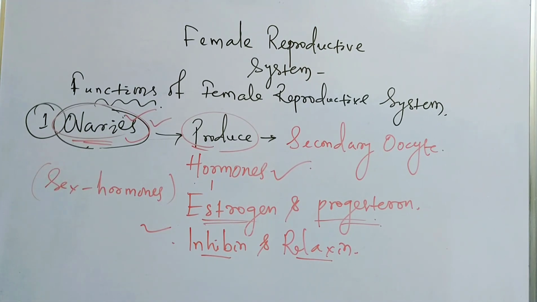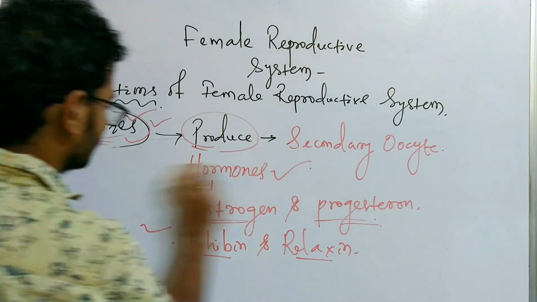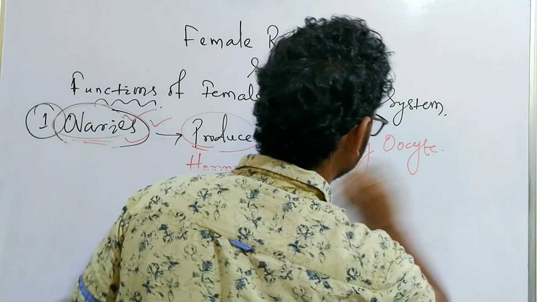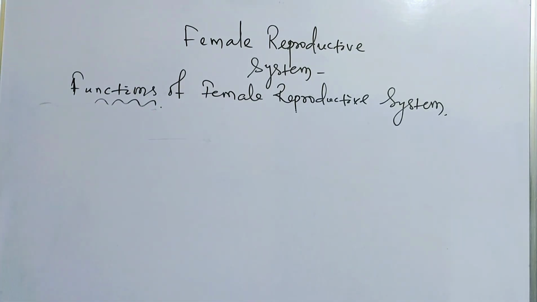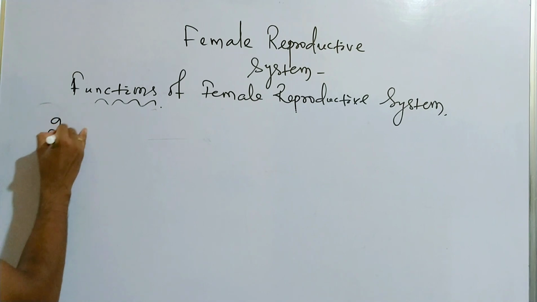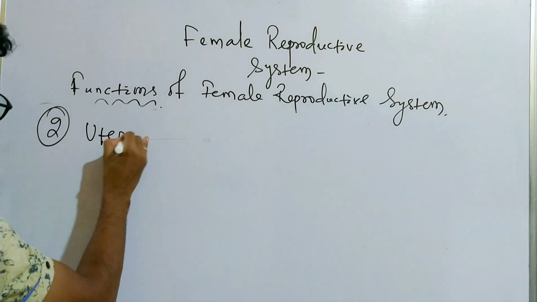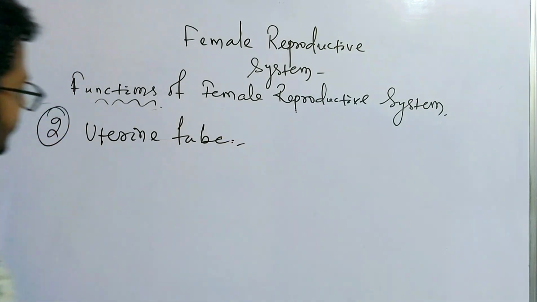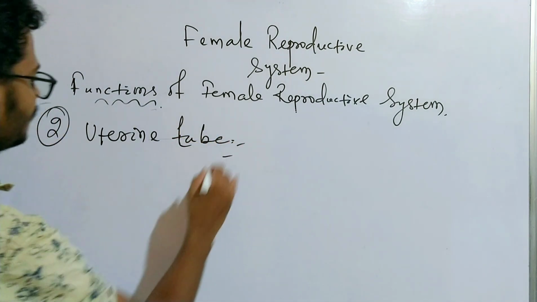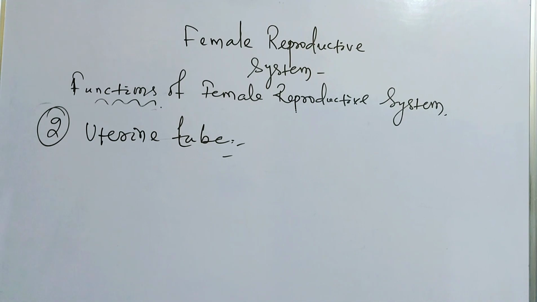Next, let's talk about the second part, which we call the fallopian tube or uterine tube, or we also call that the oviduct. So what about the second one, the uterine tube? Do not confuse the uterine tube, fallopian tube and oviduct.